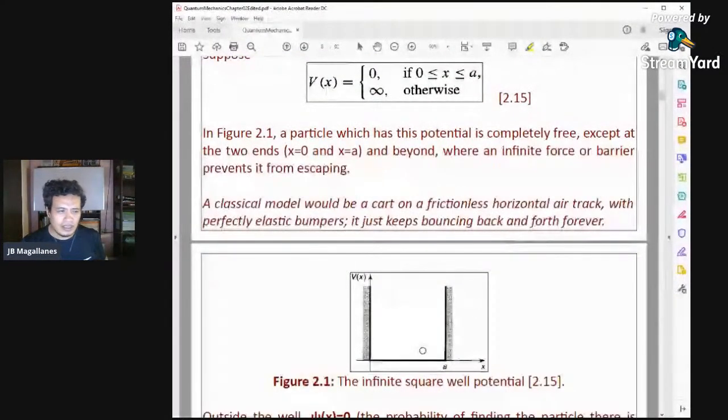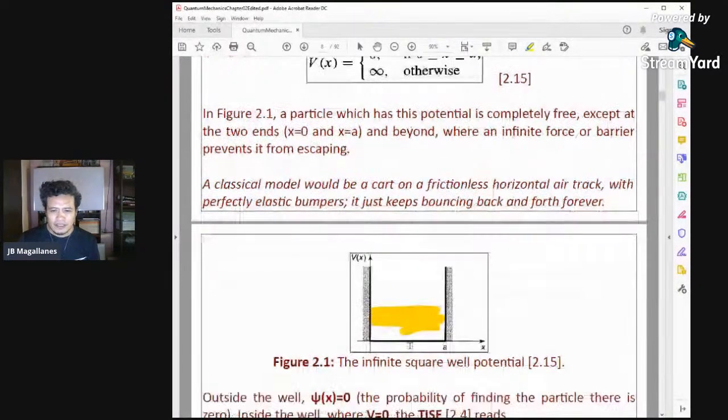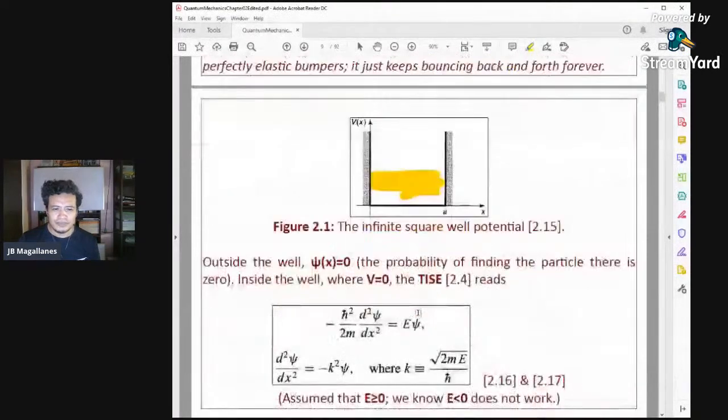This is the situation. You can imagine classically a car just moving back and forth here. In quantum mechanics, you can imagine a very small particle bouncing back and forth in this region only. So what can we say about this particle in this region? The particle in this region is a free particle, but it cannot go out. It's free here, but it can't go beyond the walls. So that's the condition on the particle.